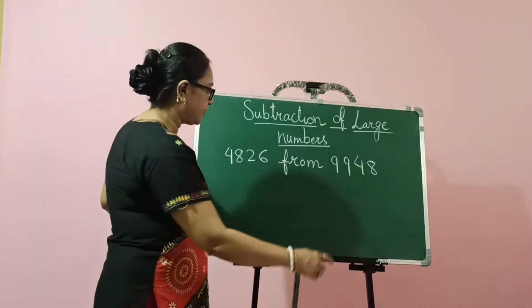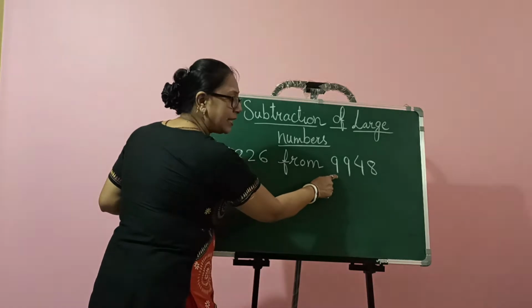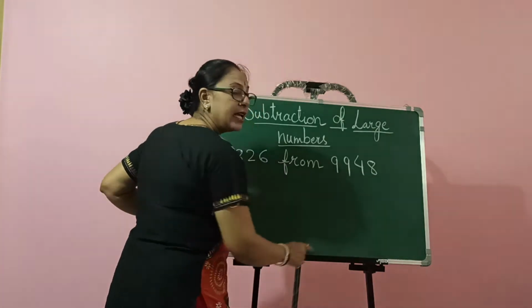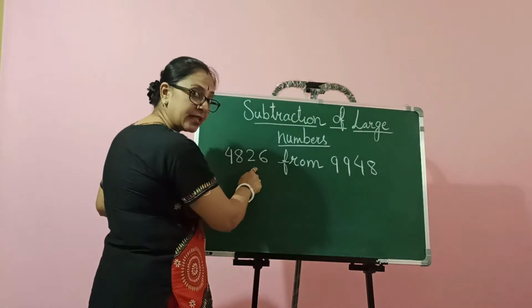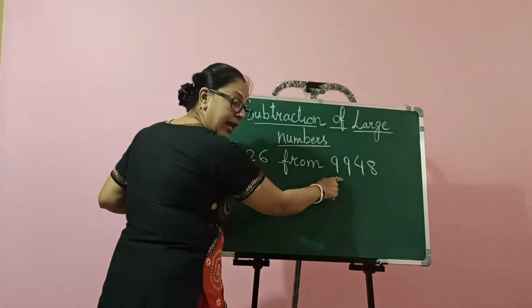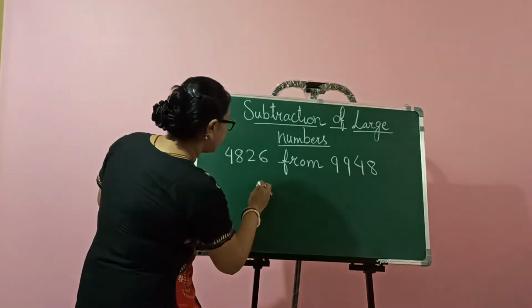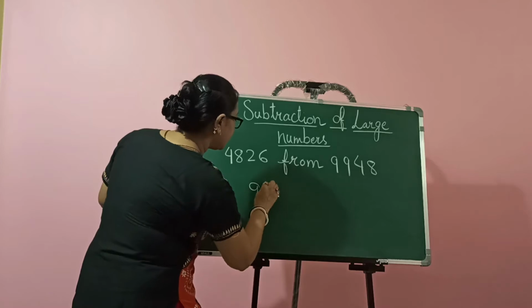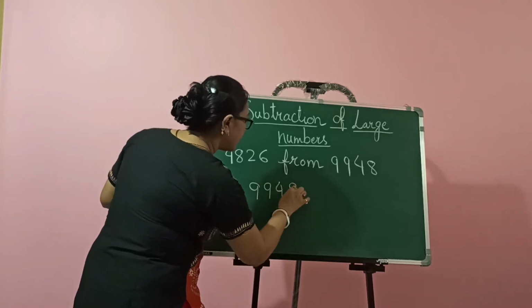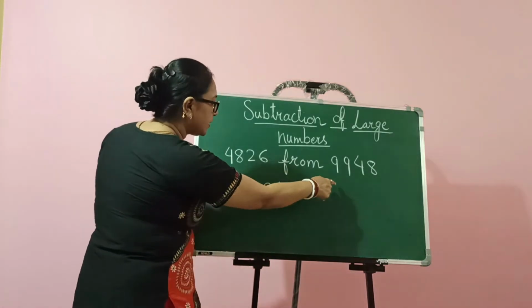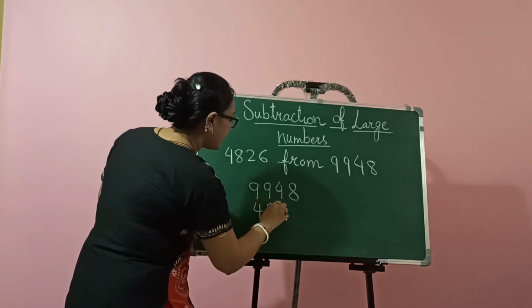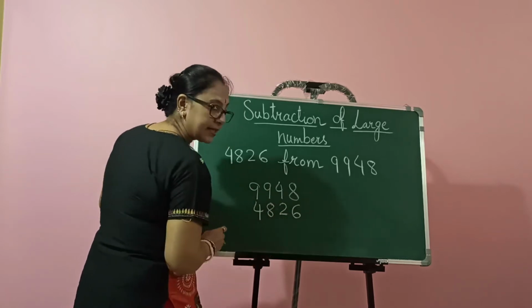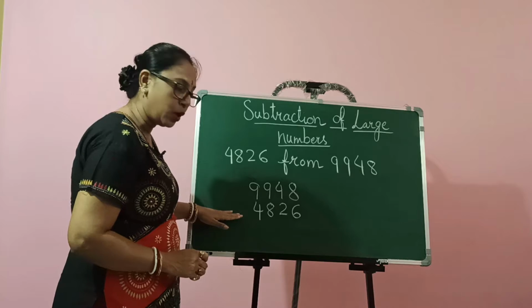So let's write. In this case, 9,948 is larger than 4,826. So we write 9,948 on the top like this. 9,948. Below this, we write the smaller number 4,826. We have arranged it in columns.